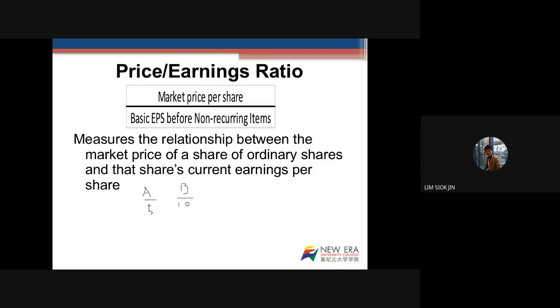Maybe A is 5 divided by 1. The other, B, is 10 divided by 1. So for $1 of earning, you pay $5. For $1 of earning, you pay $10. So if you want the same earning but you pay less money, of course you go for A, right?